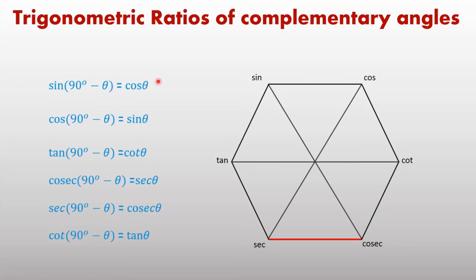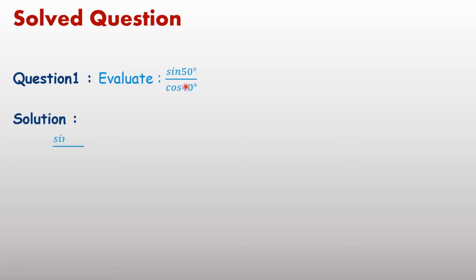Now some questions. Based on these identities, evaluate sine 50 degree upon cos 40 degree. Up to the previous video, whatever topics you have covered, you can find the value of any trigonometry ratio for 0 degree, 30 degree, 45 degrees, 60 degrees and 90 degrees. But sine 50 degree, it is not possible to find. But we have to evaluate sine 50 upon cos 40. So just note down sine 50 upon cos 40.